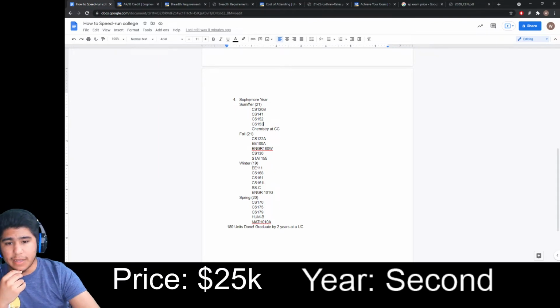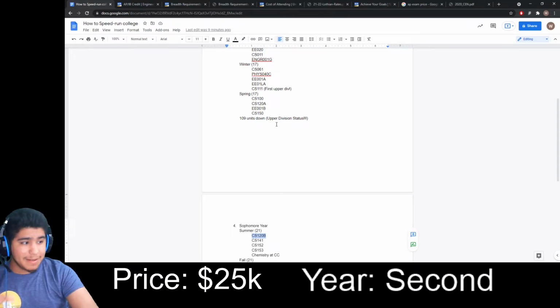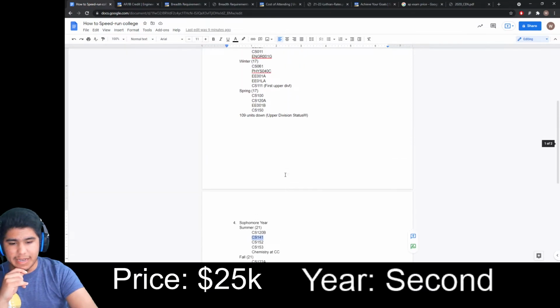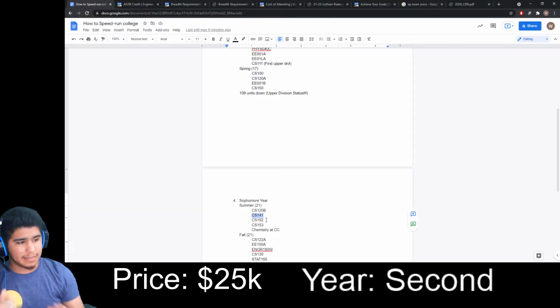So for summer, between the first and second year, you're going to be taking 21 units here. You're going to be taking CS120B, which is Intro to Embedded Systems. This is a speed run, but I gotta slow down. CS141 is a closely correlated sequel to CS111. It's actually called Intermediate Data Structures, and it builds off a lot of what you learn in CS111, discrete math, with data structures.